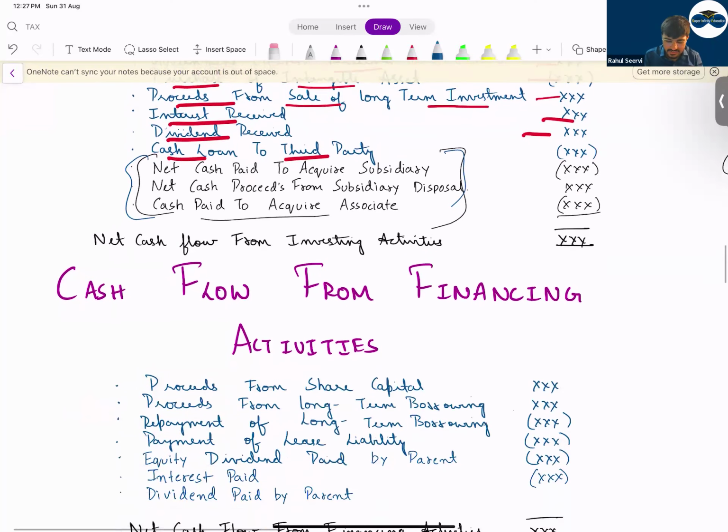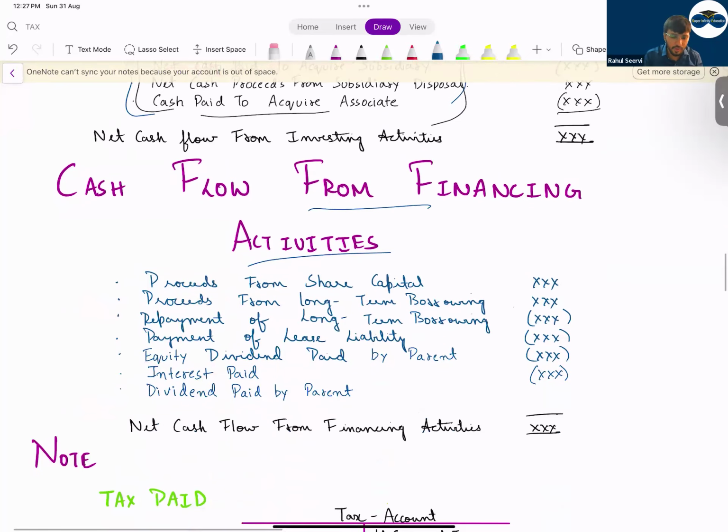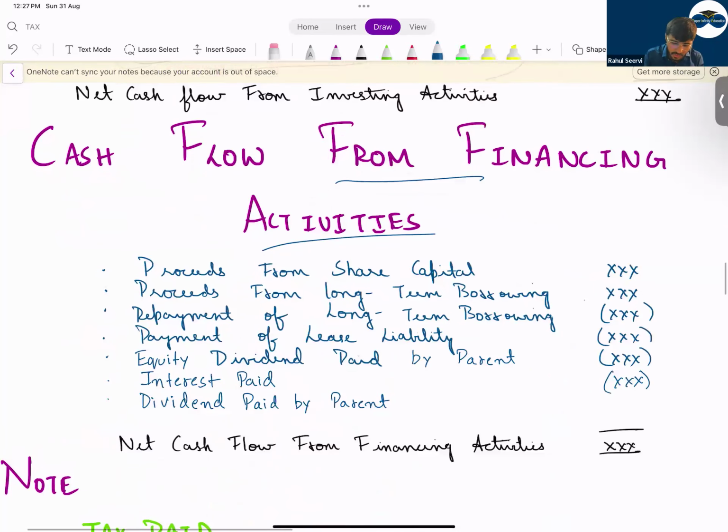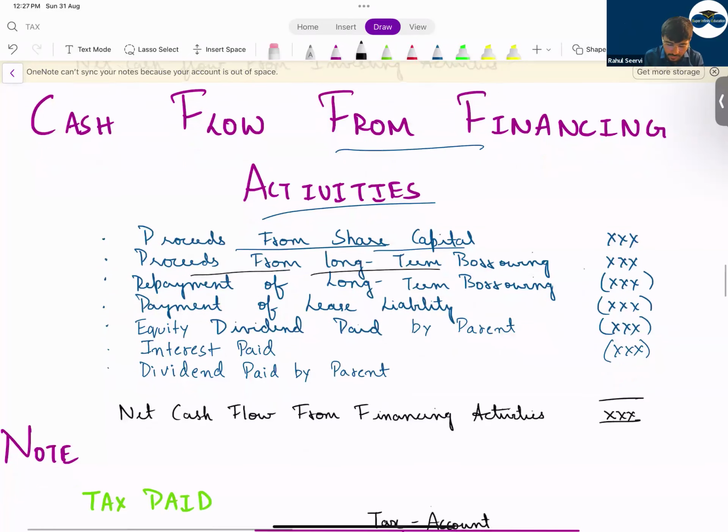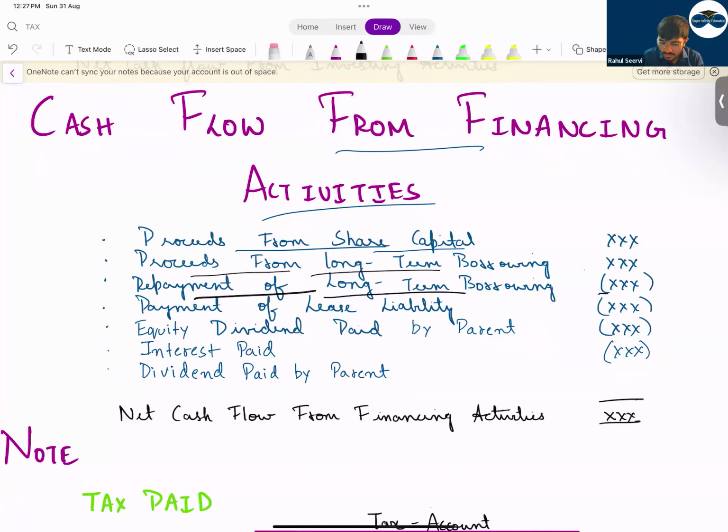Now cash flow from financing activity. So in cash flow from financing activity, what do we do? Proceeds from share capital. Once you issue share capital, the company will get cash. We'll consider that. Then proceeds from long-term borrowing. If you have taken some loan, in the balance sheet it will be mentioned the closing loan was 200. Now it is 500. That is an increase in the loan. Repayment of long-term borrowings: when you repay, you reduce it. In the balance sheet, you can see that the value of the loan is reducing.